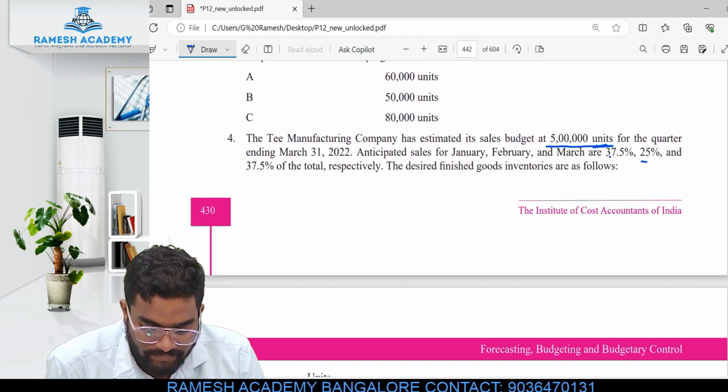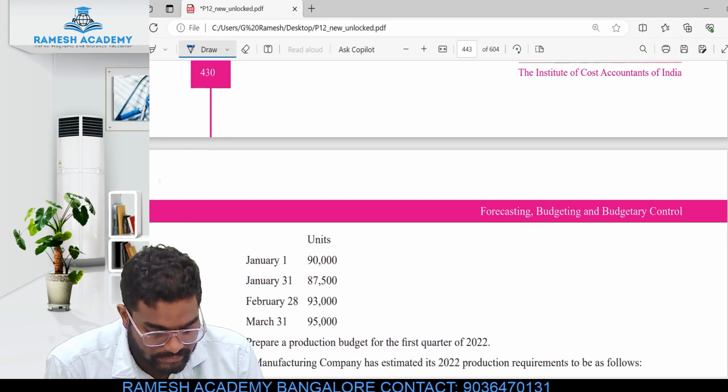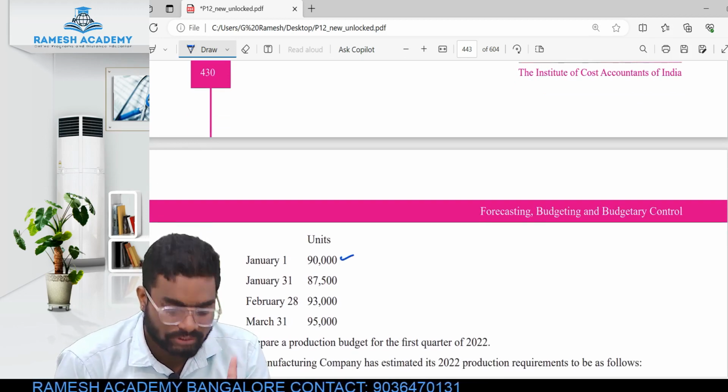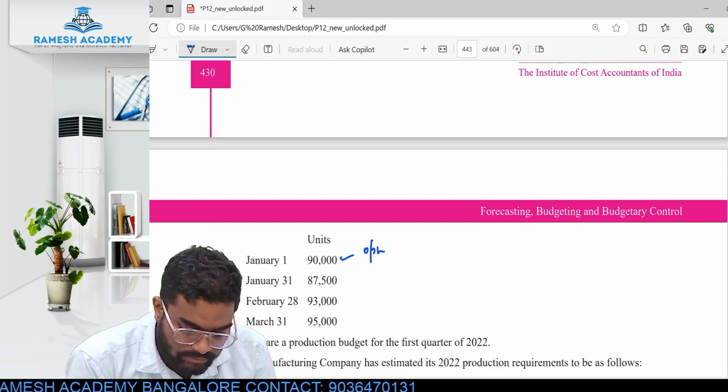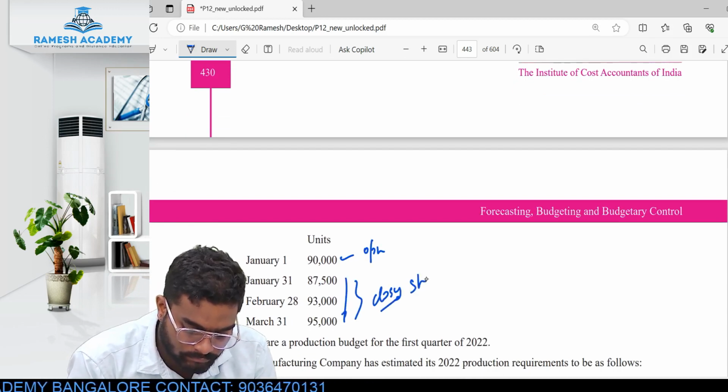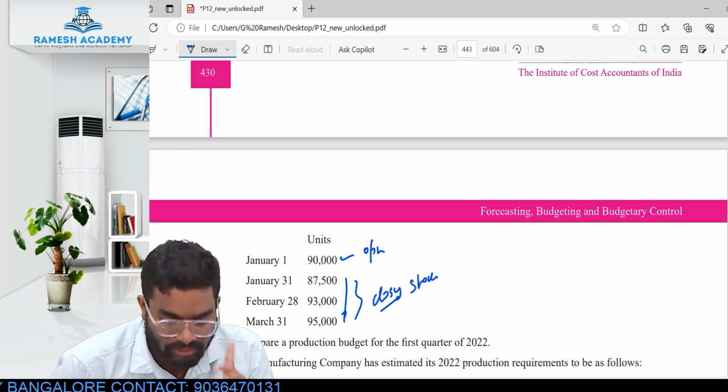Okay, the desired finished goods inventory are like this. So January 1, why did they give January 1? Because this is the opening stock. So please be careful here, and other things are closing stock. So this was one important thing, the opening stock. January 1st is the opening stock.